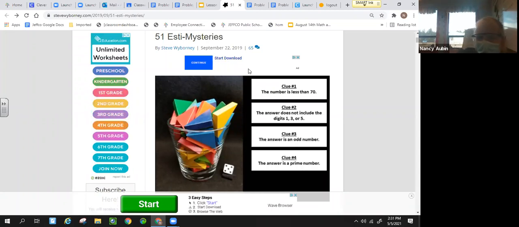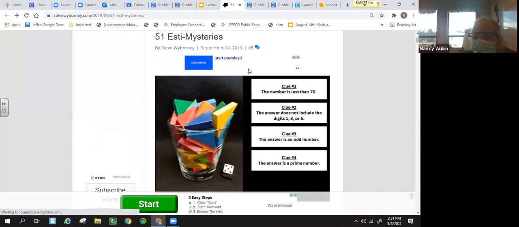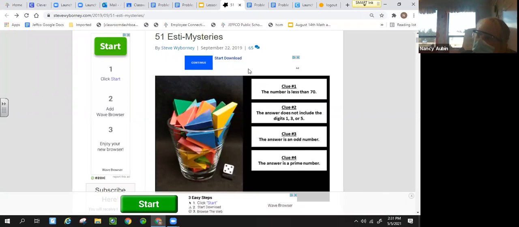Okay, here's your second clue. The answer does not include the digits 1, 3, or 5. If you have a 1, a 3, or 5 in your estimate, you have to change it. Your third clue, the answer is an odd number. If your estimate ends in a 0, a 2, a 4, a 6, or an 8, your answer is not right. It has to be odd.